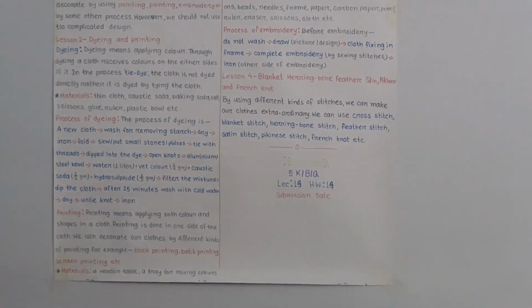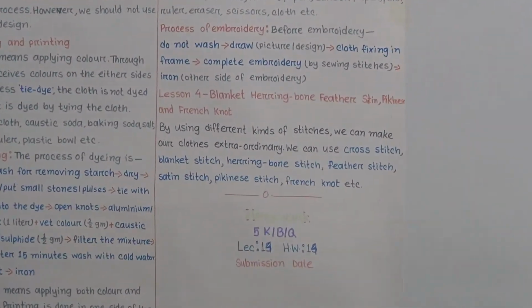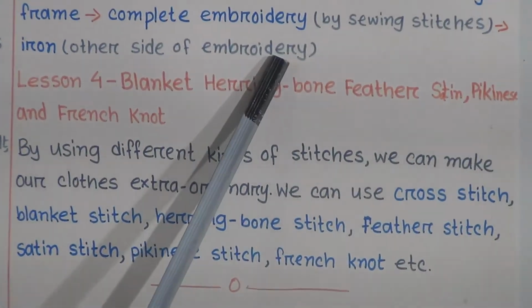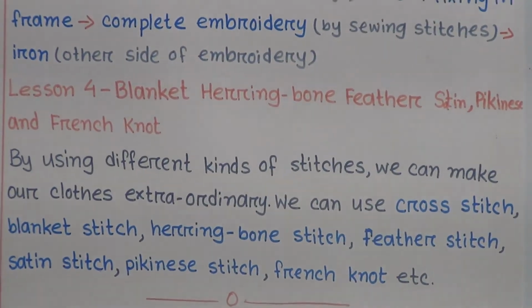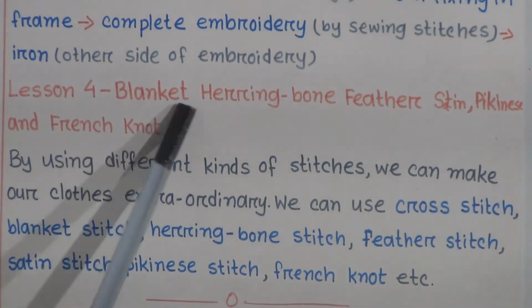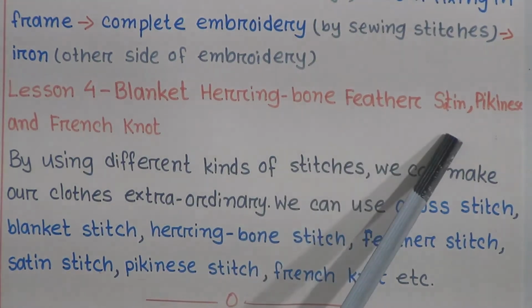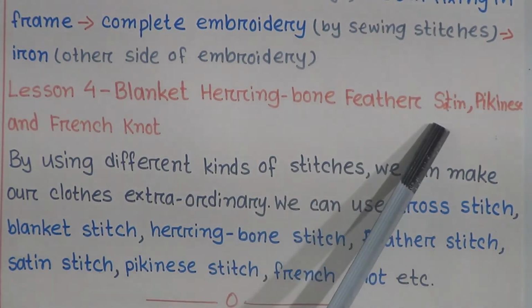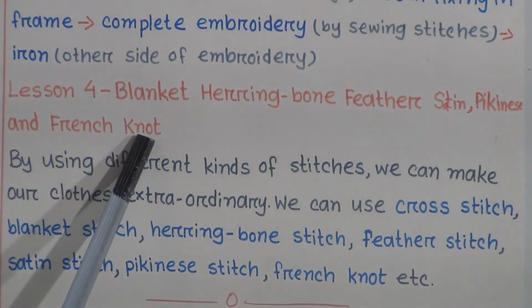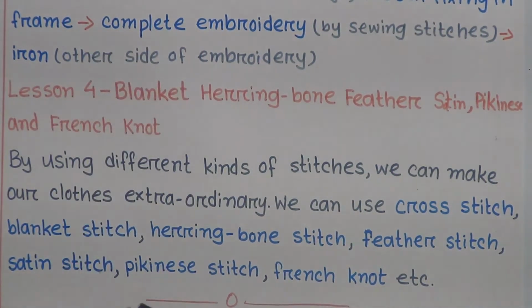Oh, my dress is not embroidered, so I can't make you understand well, but I hope you can understand by reading the text well. Okay, now come to lesson 4. Blanket, herringbone, feather stitch, Ch-13, Pekingese and French knot. Okay, now we'll learn about this.